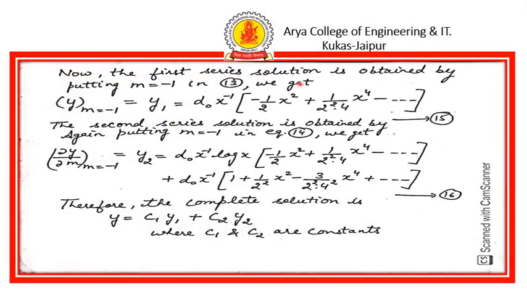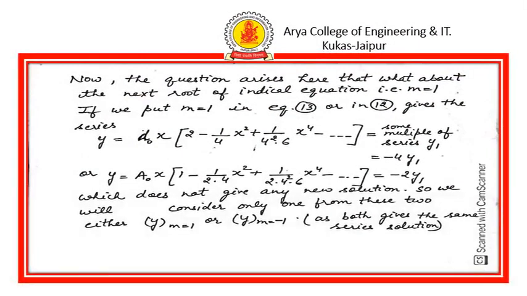Now the first series solution is obtained by putting m equals minus 1 in equation number 13. We get the series y1 given by equation number 15. The second series solution is obtained by again putting m equals minus 1 in equation 14. We get del y by del m at m equals minus 1, say it is y2, given by equation number 16. Therefore, the complete solution is given by y equals c1 y1 plus c2 y2, where c1 and c2 are constants.